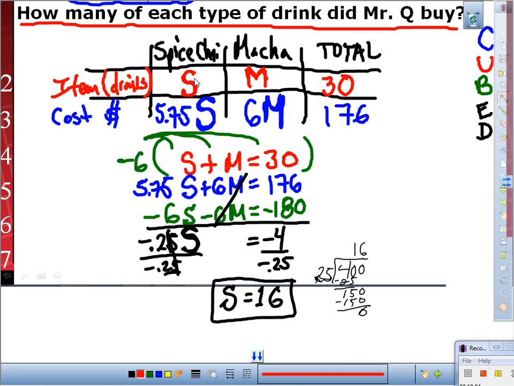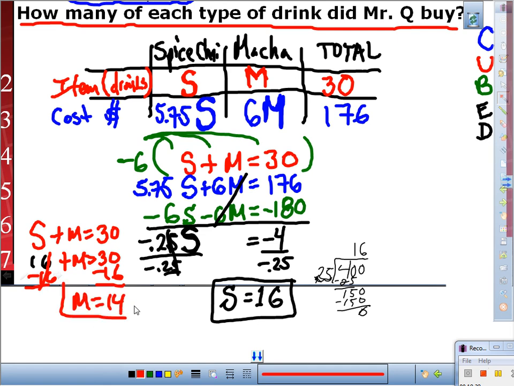The top one, because it's the item equation. So I'm going to use what? S plus M equals 30. But instead of S, what goes there? 16. We bring down the M equals 30 minus 16. Therefore, M equals 14. What does that mean? Matchas 14. Are we done? No, we underline the question with red. It says, how many of each type of drink did Mr. Q buy? All right, give me the statement.